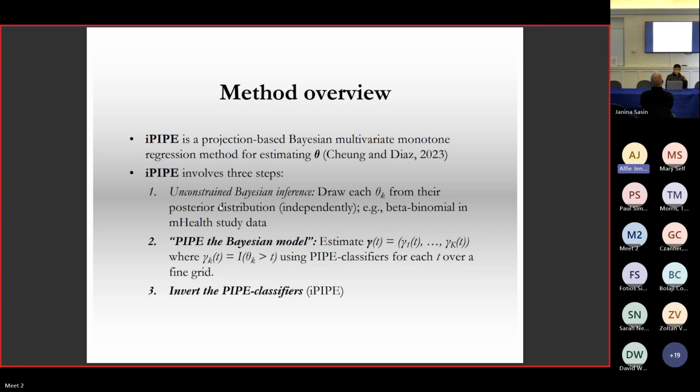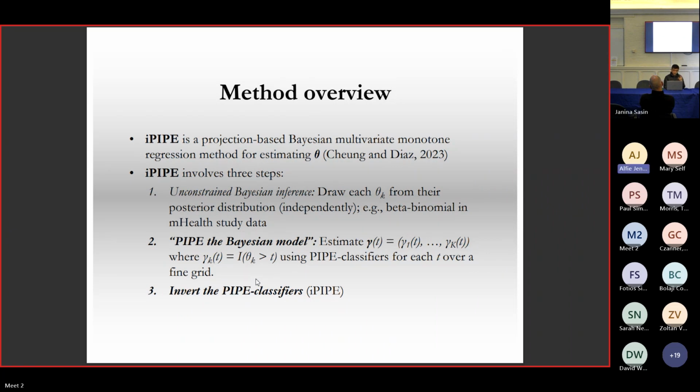And then we're going to break down the projection into two steps. The idea is that instead of doing a projection on the theta space, we're going to do a projection on the gamma space, gamma being an indicator function of theta_k greater than t for a given t. With this definition of gamma, we do a projected estimation of gamma. Because this is a step function in terms of theta, what we need to do is just take the inverse of this function and then get the estimate for theta. And that's where the I comes from. And PIPE, I like to use it as a verb with a new meaning of the word: PIPE means doing a projection on gamma in an unconstrained Bayesian model.